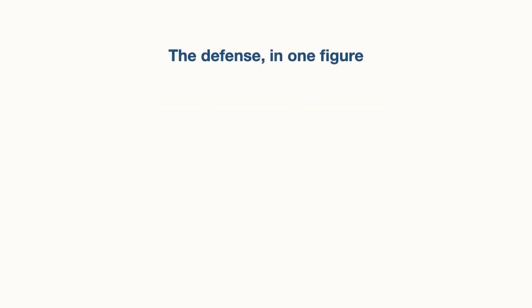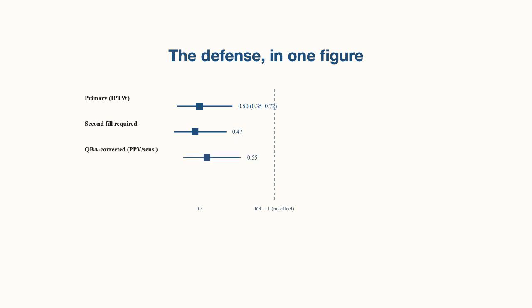Put it all in one picture, and you have what a defended estimate looks like. The primary result, risk ratio 1/2. Around it, the analyses that tried to kill it. Require a second prescription fill, still 1/2. Correct for the outcome miscoding, still about 1/2. And the negative control, accidental injury, lands at 0.97, spanning no effect, it passes.